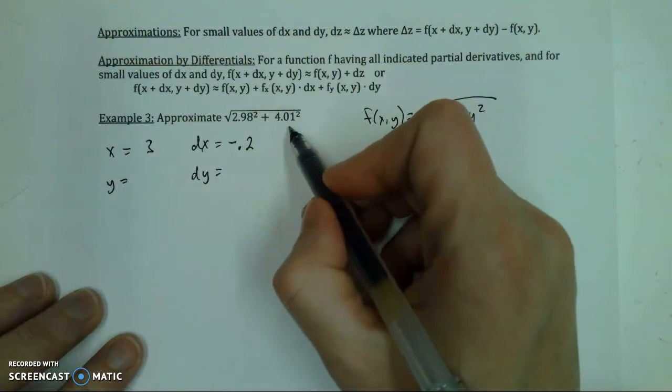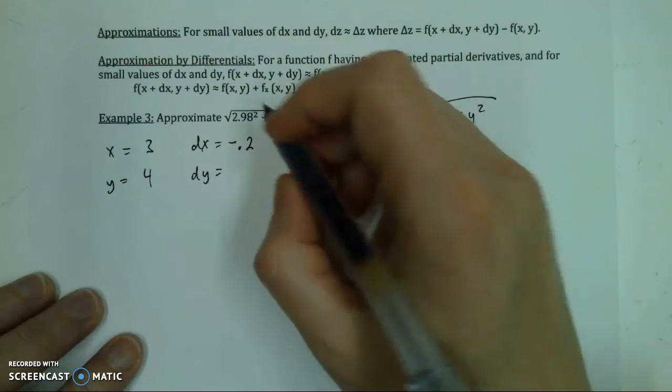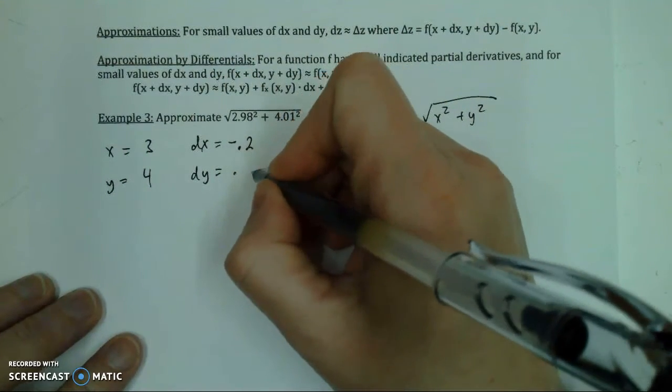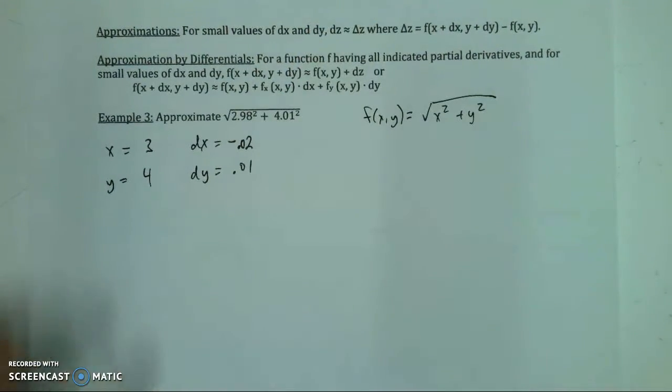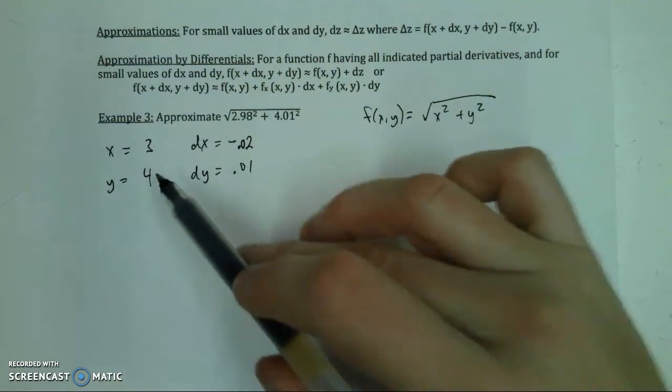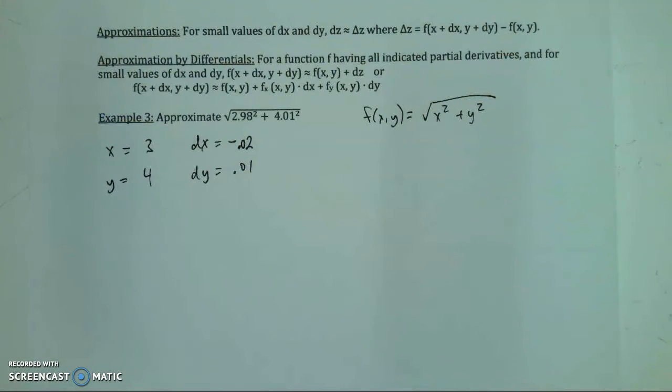So similarly for y, 4.01, well, that's pretty close to 4. And again, dy then is the difference between them, which is 0.01. I need a 0 in there as well. So again, your x and y should be nice numbers. Your dx and your dy should be small numbers. If it's not working out like that, then I've probably picked the wrong things.